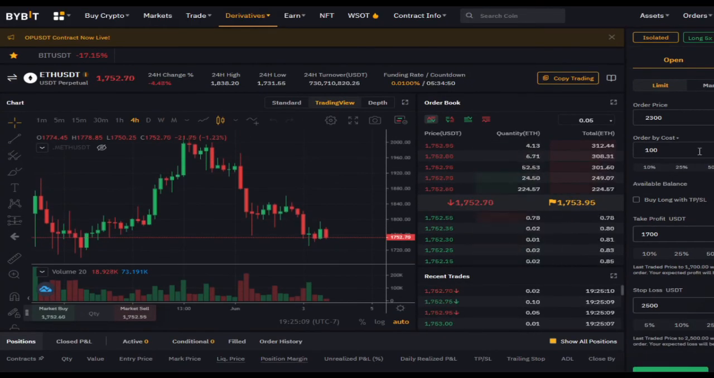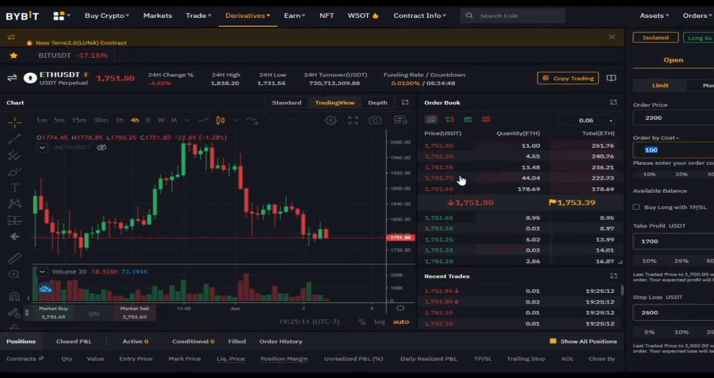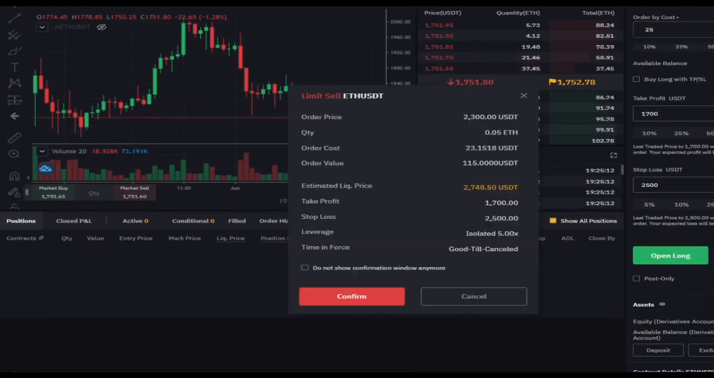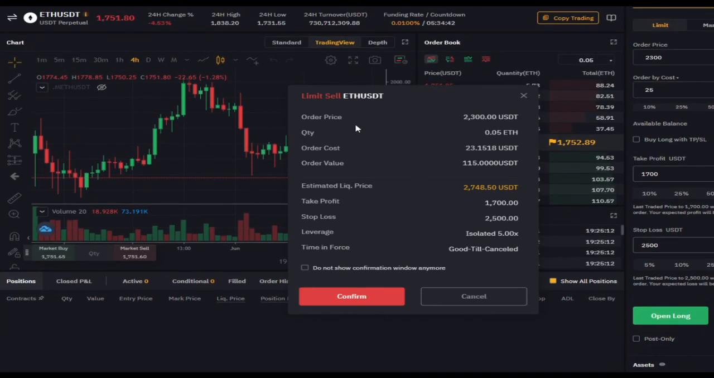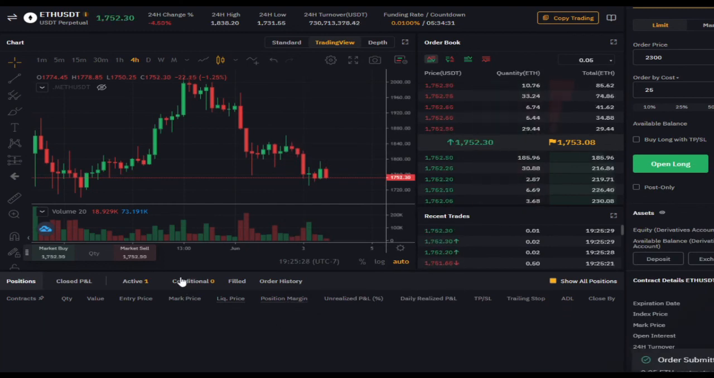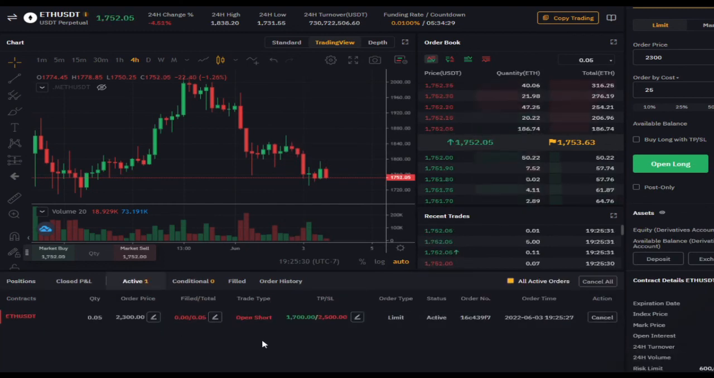Oh, well, let's not do 100 then. Let's do 25. I don't have 100 in here right now. Open short. And then we get our pop-up here: order price, the amount, the cost, the value, liquidation, profit, boom, confirm. And now we can just have a bunch of these orders sitting in here waiting to get filled, well, as long as we have the funds in our account.